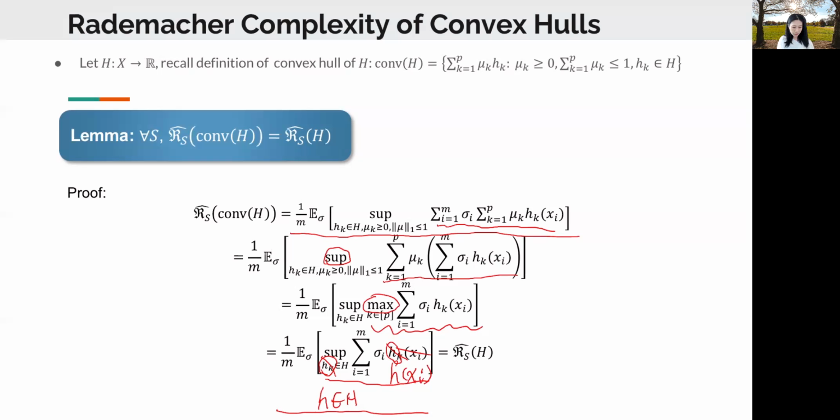Basically, the most important thing is that the maximizing vector mu for the convex combination of p terms is the one placing the weight on the largest term of the sum. Okay. I hope there are no more questions.